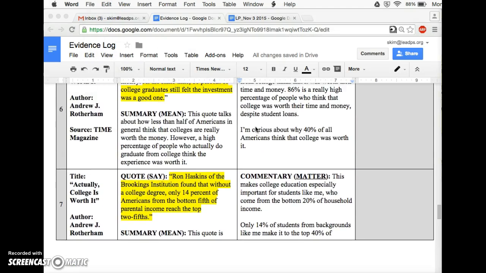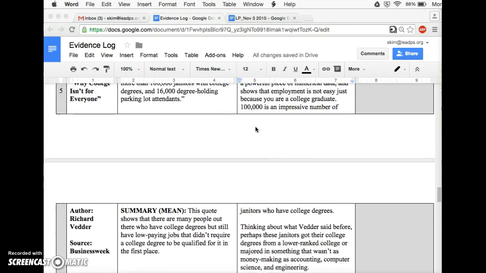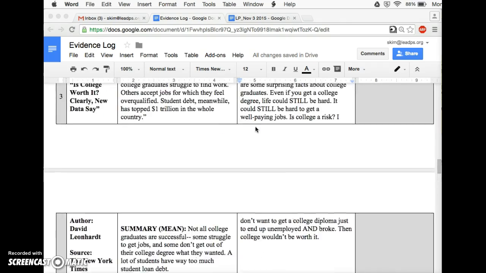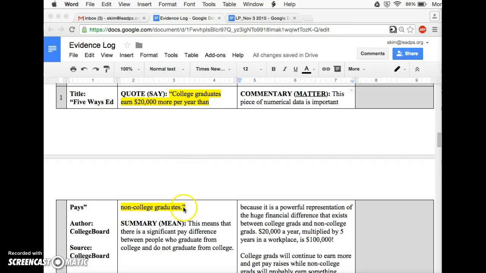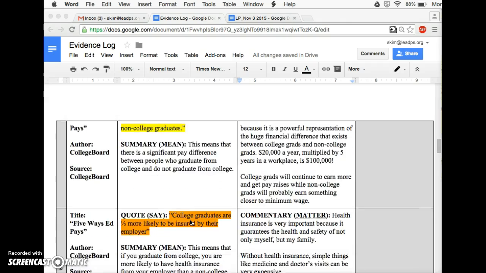I'm going to go through my evidence log again. I'm not going to use every piece of evidence here, but I want this to be clear to read and useful for me. So I know I'm going to use this piece of evidence in my body paragraphs because I think that this is related to my subclaim, and I think that it's a pretty powerful piece of evidence, $20,000 more. So those are the two criteria that you want to consider. Is it related to my claim? Is it related to my subclaim? And is it powerful? So yes, this does both of those, so I'm going to keep this one.